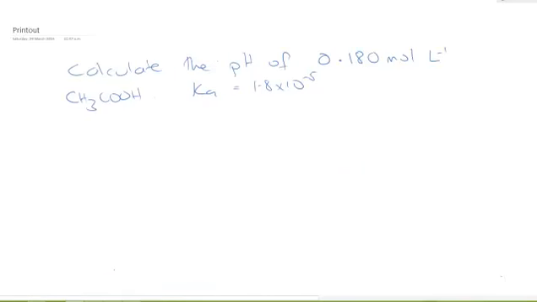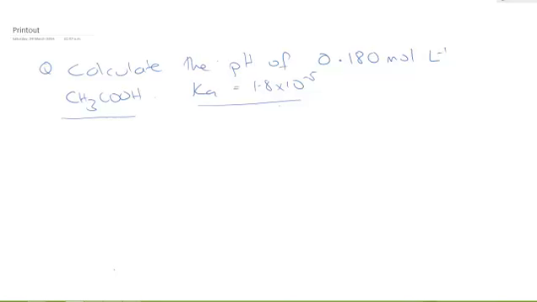For instance, an example of a calculation question would be this. You'd be asked to calculate the pH of 0.18 mole per litre ethanoic acid with a Ka of 1.8 times 10 to the negative 5. Now the first thing in these questions is to work out what formula you need.